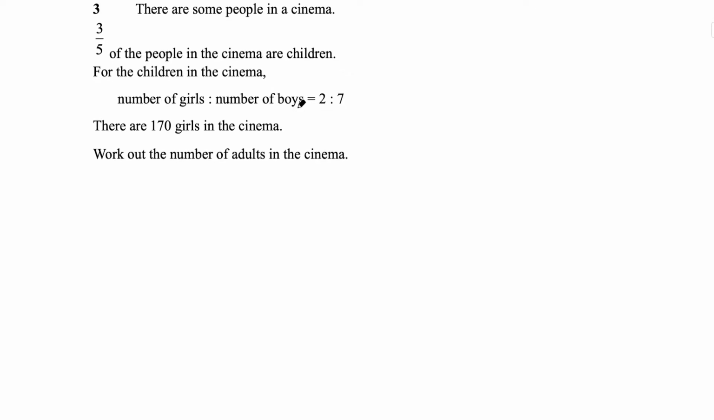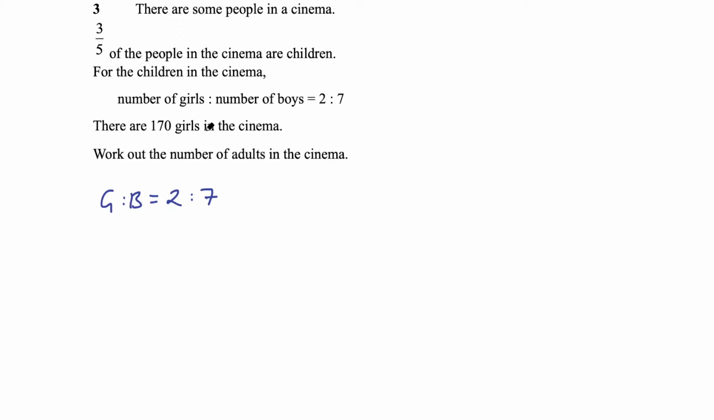Question 3 says, there are some people in a cinema. 3/5 of the people in the cinema are children. For the children in the cinema, the number of girls to the number of boys equals 2 to 7. There are 170 girls in the cinema. Work out the number of adults in the cinema. Alright, so they've given us the ratio of girls to boys, and they've also told us the number of girls. So that's going to allow us to work out the number of boys as well.